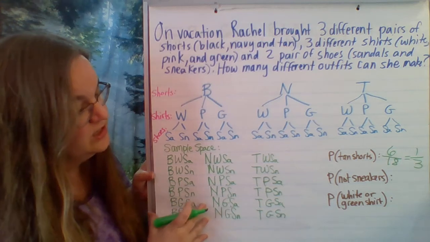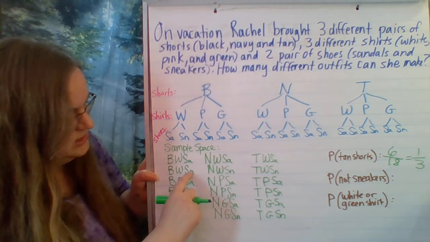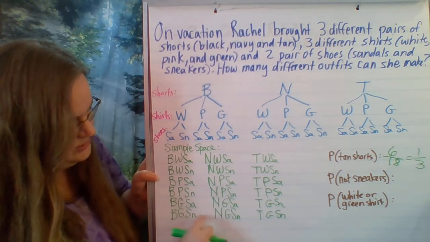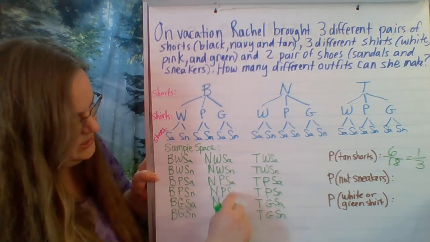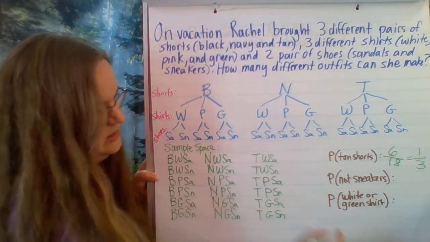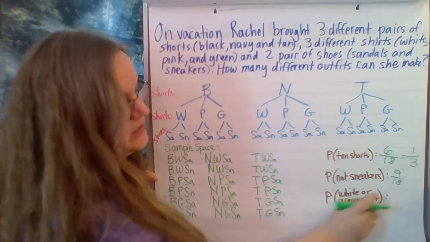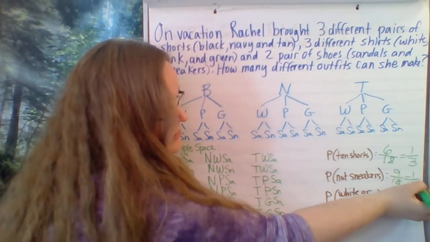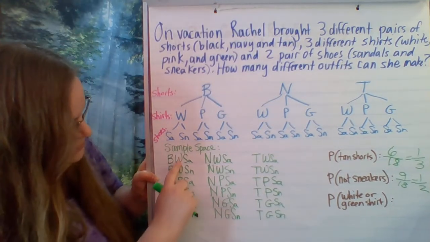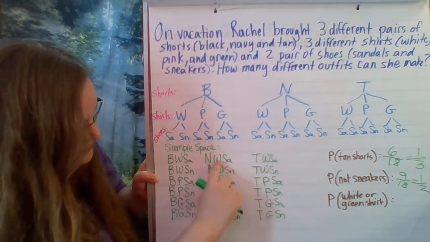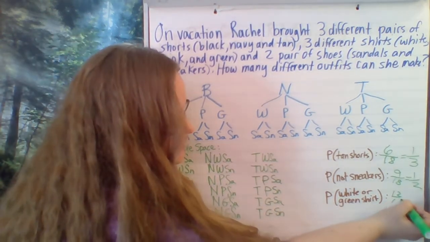The probability of not sneakers. So if I look, for instance, the probability of not sneakers, so sandals. So 1, 2, 3, 4, 5, 6, 7, 8, 9. I can figure that out. That would be 9 out of 18. And that would give me 1/2. The probability of a white or green shirt, again, 1, 2, 3, 4, 5, 6, 7, 8, 9, 10, 11, 12. And so that would be 12 out of 18.